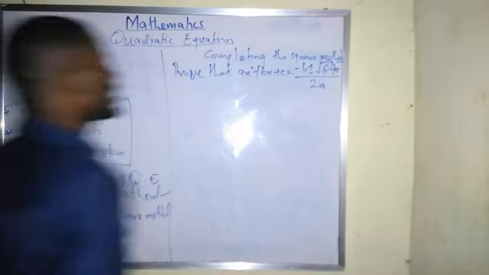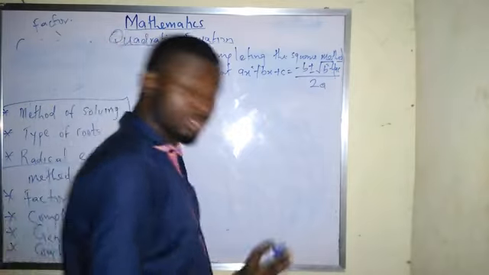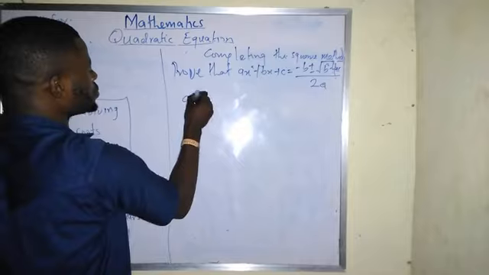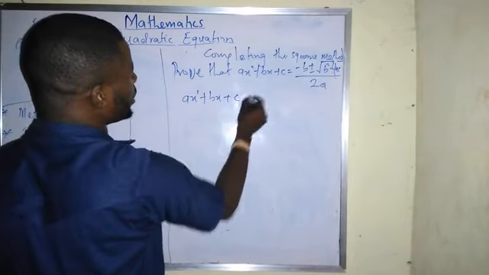4ac. Okay, I want to prove this. Now, this is the completing the square method. I'm using the completing the square method. Now, what is the equation? The equation is ax squared plus bx plus c equals 0.